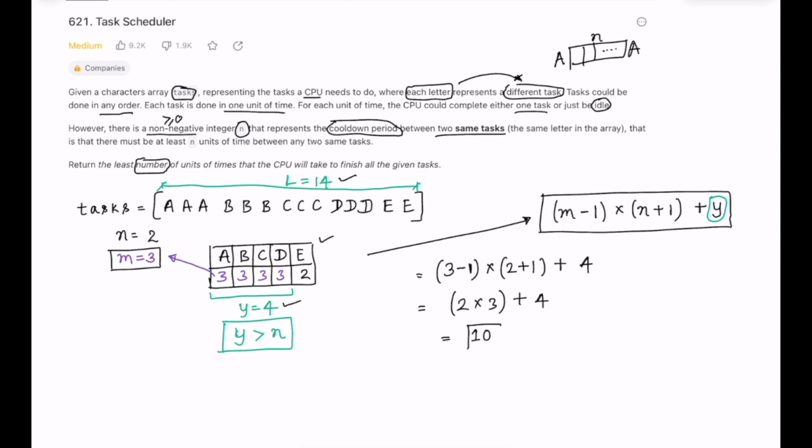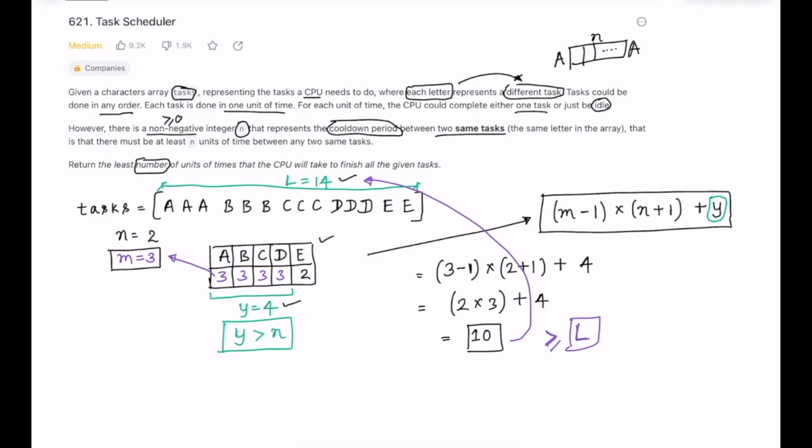Clearly, the amount of time we calculated using this formula is less than the number of tasks we have. The goal is to execute all the tasks in the least number of units of time possible. So the units of time has to be greater than or equal to the number of tasks we have. So whenever we have more than n tasks that have the maximum frequency, this formula doesn't work.